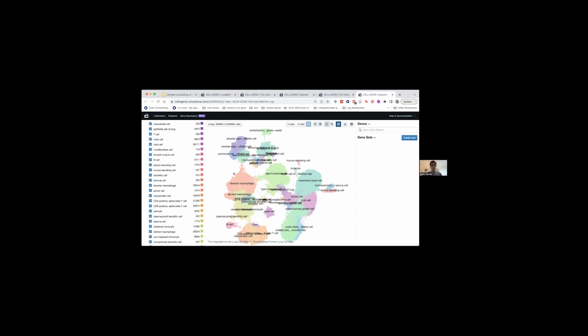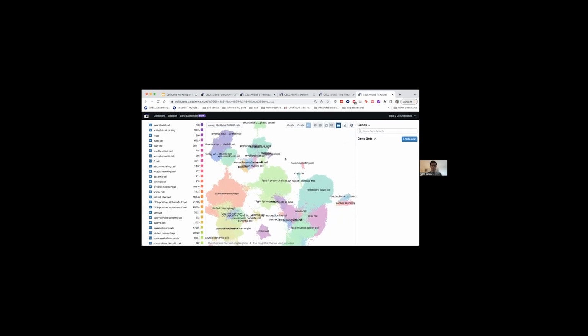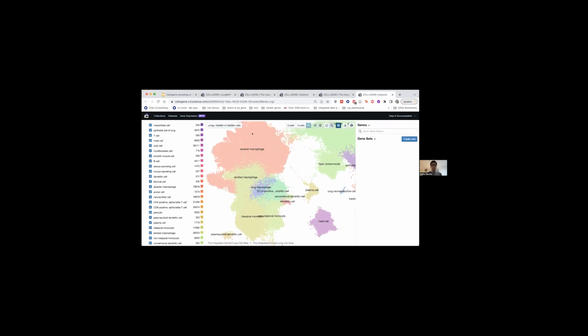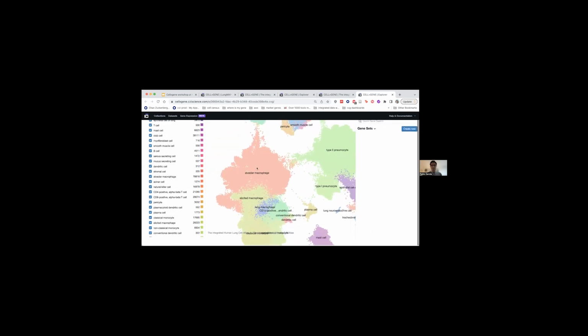We can also, using the scrolling functionality or using the magnifying glass here, zoom in and out of the UMAP, and you can click and drag to look at specific populations that you might be interested in.